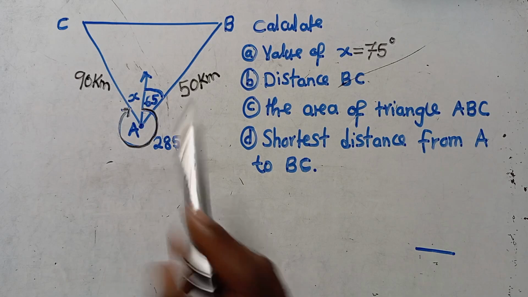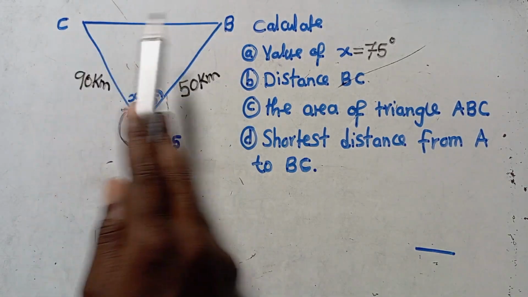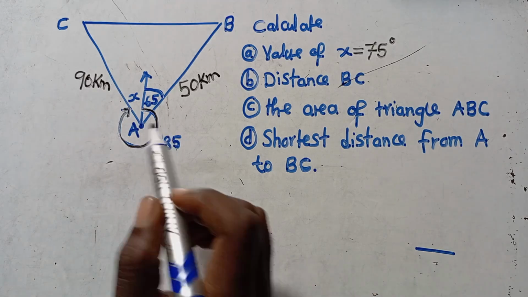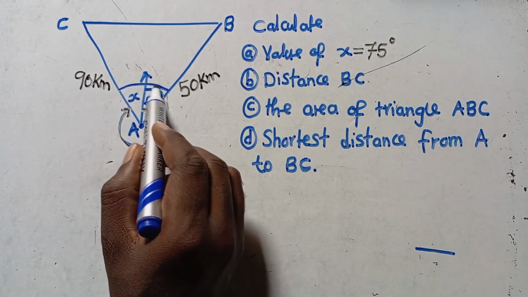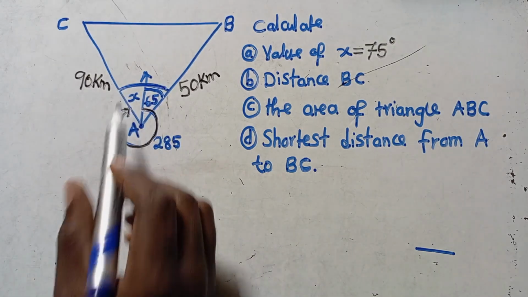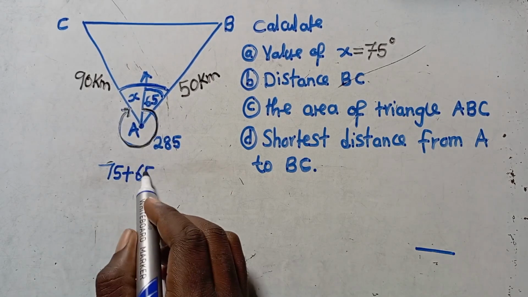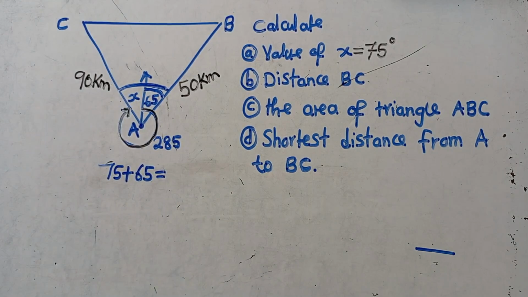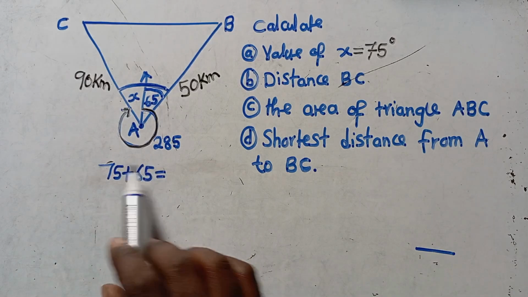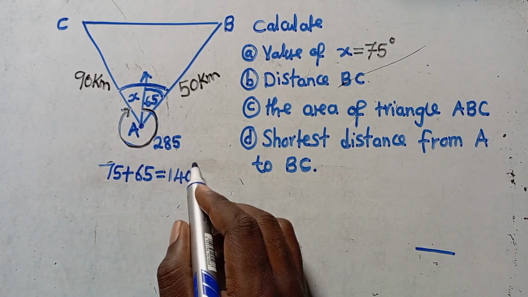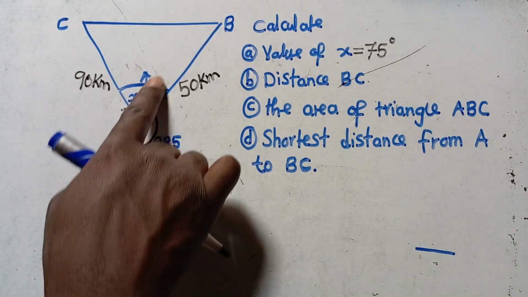Then we move now to this other question that is here. Distance BC. We want to find this distance BC. How can we find that distance BC? For us to find that distance BC, first of all, we need to know the angle that is here. So we know that x is 75 plus the 65 that is there, so that we know the angle that is there. If we add these two, we are getting 140.